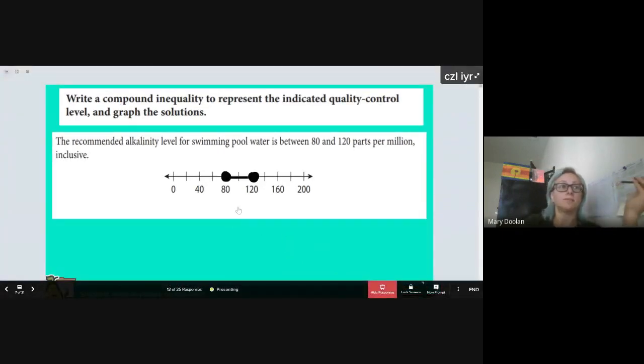So this is great right here. This first example that I'm bringing up and sharing with you guys, we have closed circles, one at 80, one at 120, and then it's shaded in between. That's exactly what you want to do.